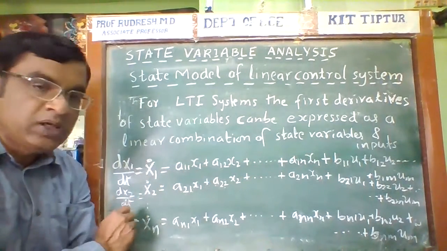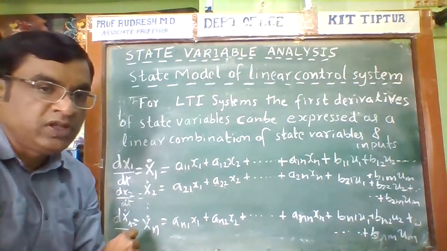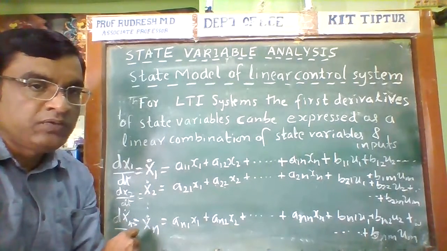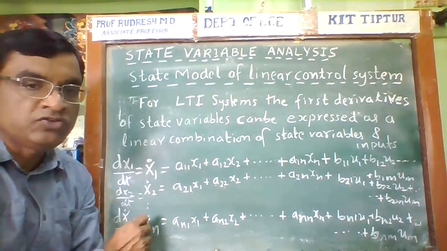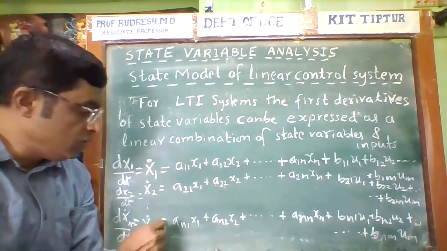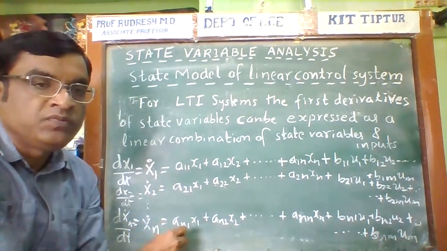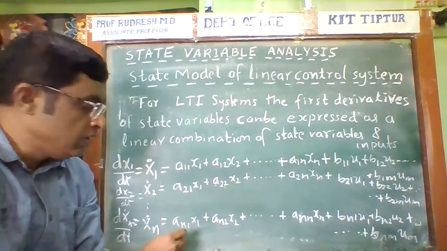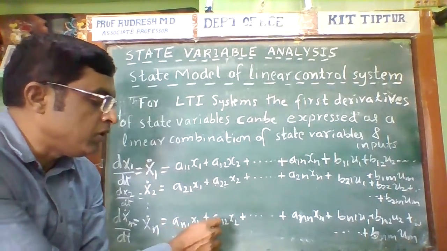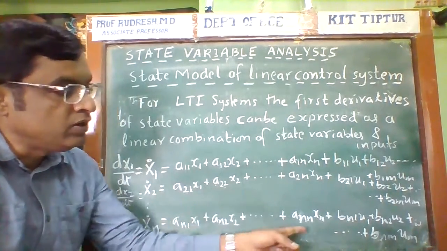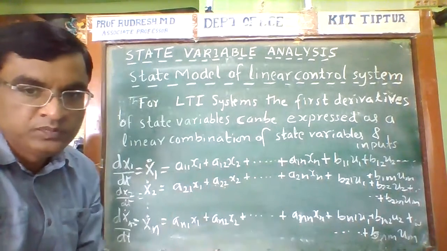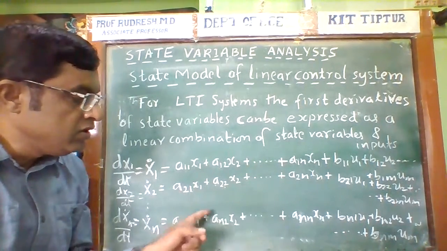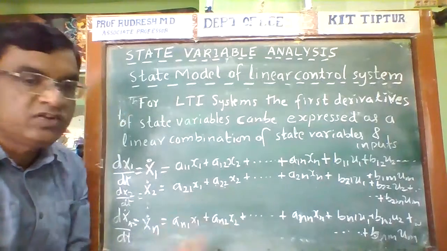Similarly for the nth derivative. For the nth derivative, dxn by dt is equal to xn dot, which is equal to the nth row first element an1 into x1 plus an2 into x2, and so on. This is again a linear combination of the input variables and also the state variables.